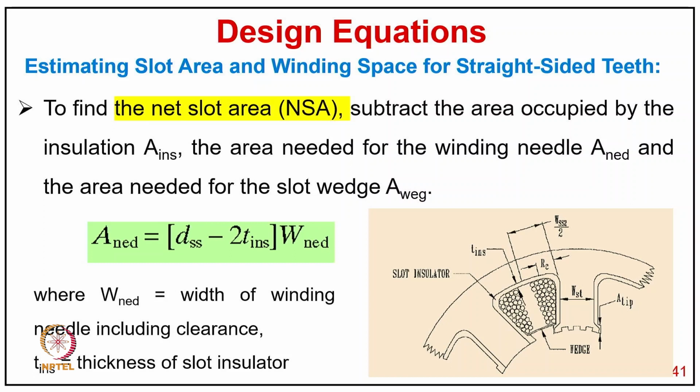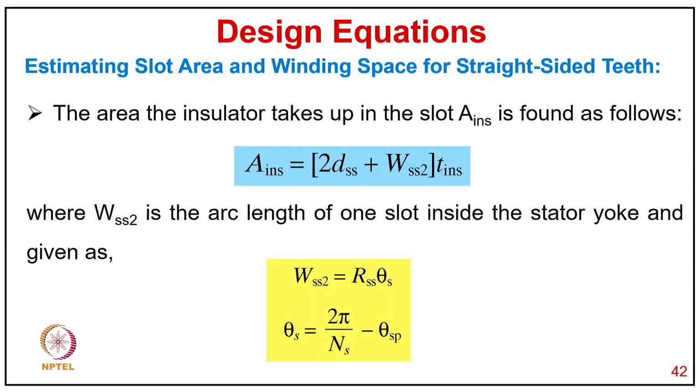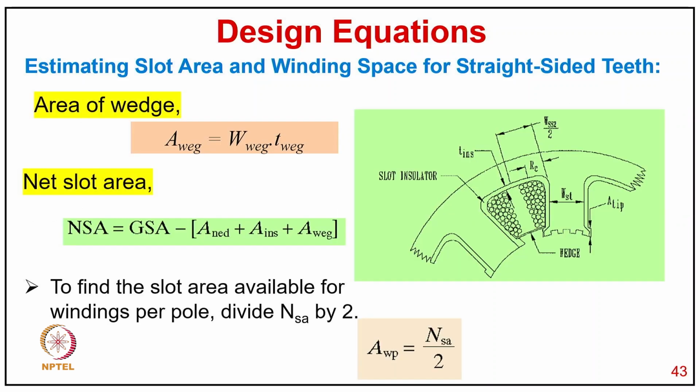where WNED is the width of the winding needle including the clearance, and TNS is the thickness of the slot insulator. So the area of the insulator takes up the slot, AINS equals in bracket 2 DSS plus WSS2 in bracket TNS, where WSS is the arc length of one slot inside the stator yoke, and WSS2 equals RSS into theta, and theta is equal to 2 pi upon NS minus theta SP.